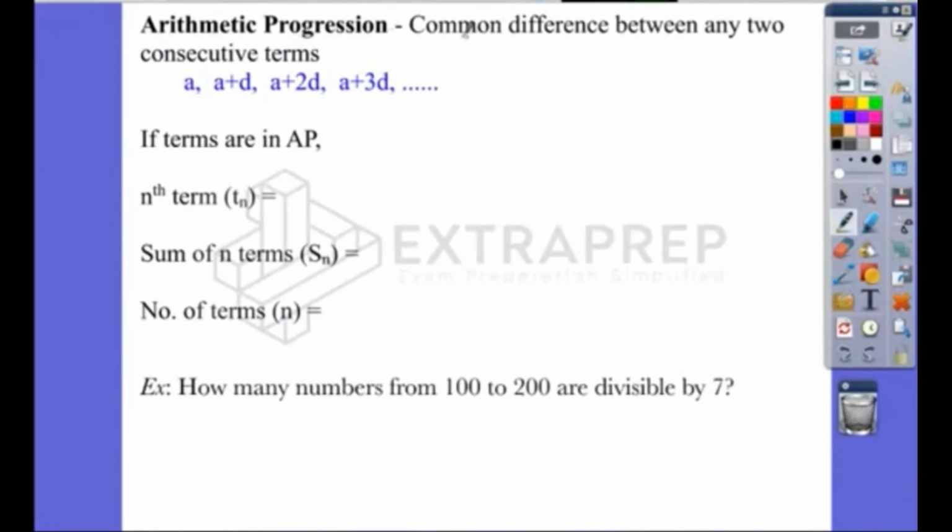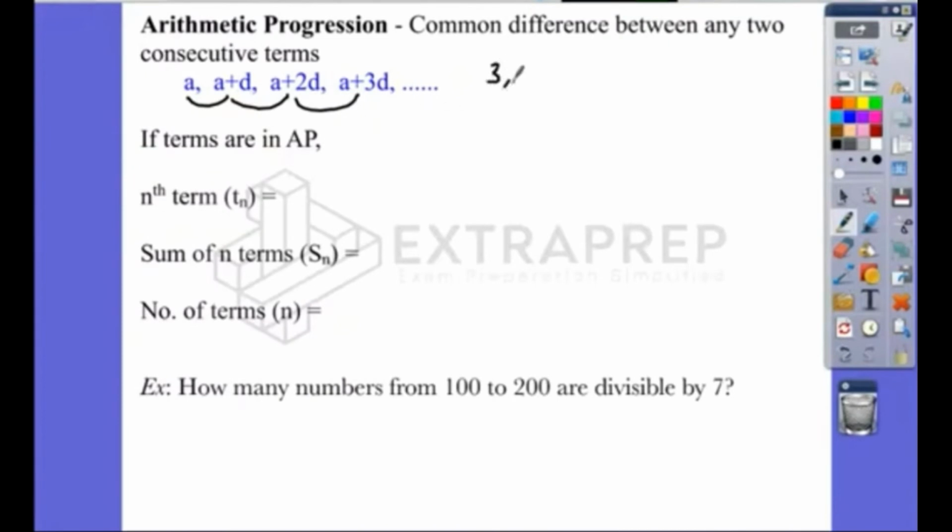See, if there's a common difference between any two consecutive terms in a series, they're said to be in an arithmetic progression. There should be a common difference. What's the difference here? D. You add another D, you get this. You add another D, you get this. Like this, the common difference should be the same.